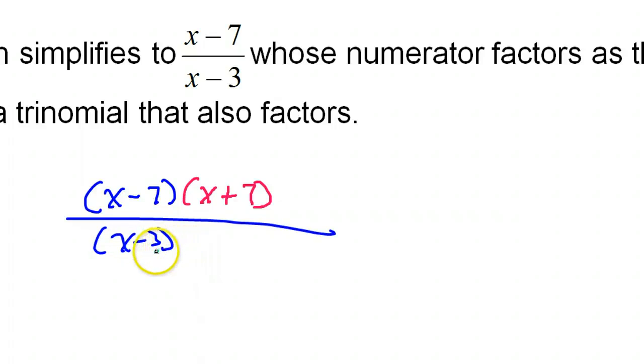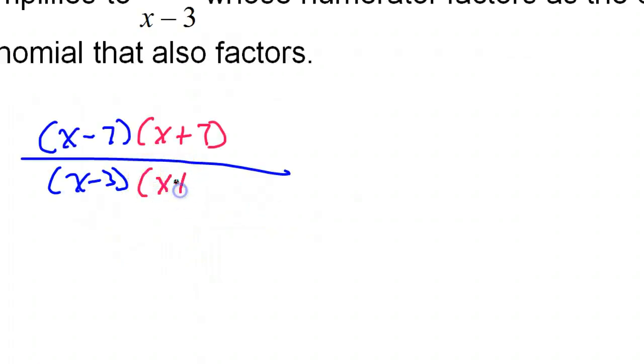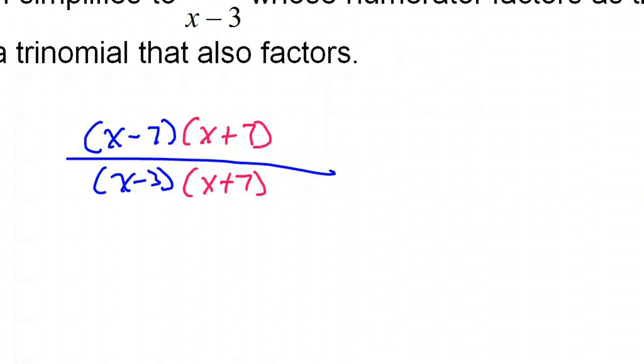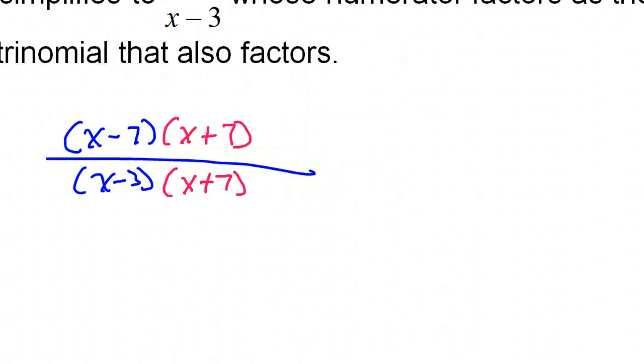The denominator has to be x plus 7, because these have to cancel out and just leave you with x minus 7, x minus 3. Luckily, they didn't give us anything real specific about the denominator. It just has to be a trinomial that also factors. So using x plus 7 so that it will cancel out will work great. So if we go ahead and multiply this out, you'll see what we get. So of course, x plus 7, x minus 7, that's going to give you x squared minus 49.